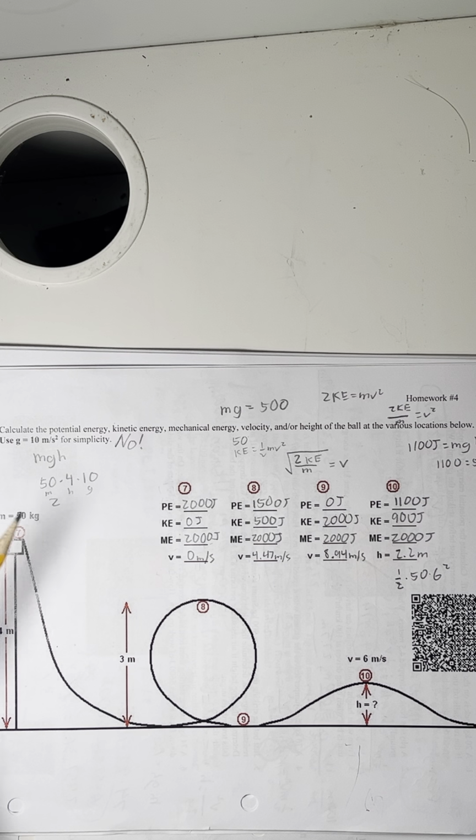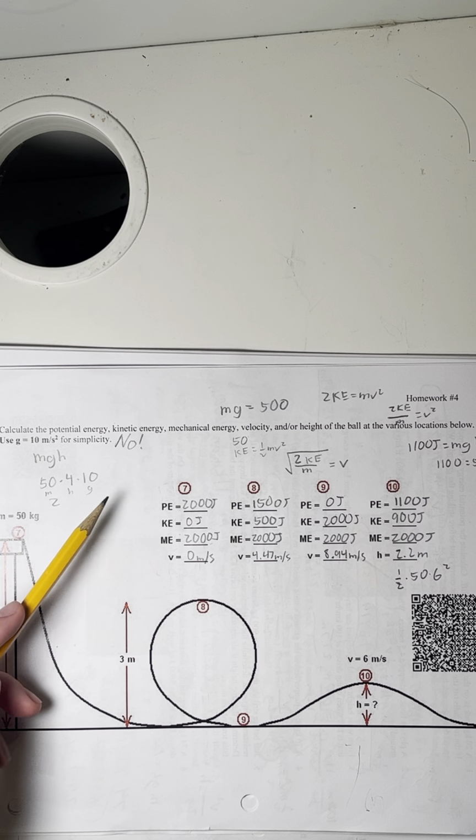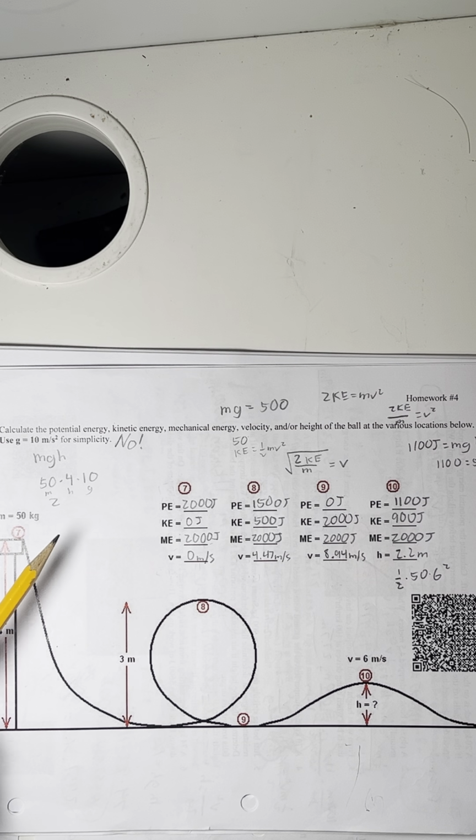And one of the reasons why we use 10 meters per second squared is, again, for simplicity. This is basically mental math. It's pretty easy to do. You don't even need to punch it into a calculator at this point, which is why some schools, even some countries, actually use 10 meters per second squared instead of the 9.8 that we're so accustomed to here.